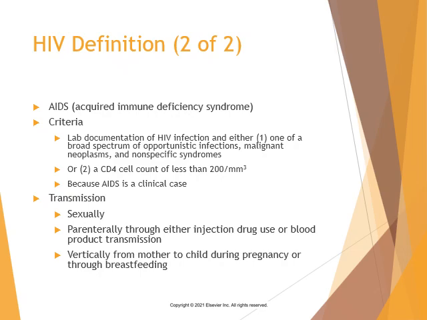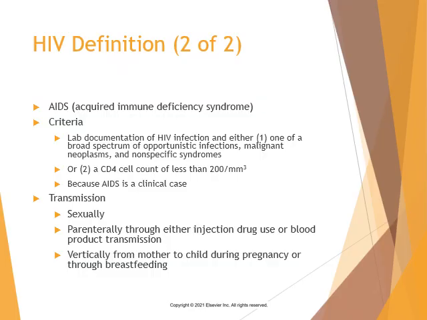AIDS is acquired immune deficiency syndrome. Criteria for diagnosis of AIDS would be laboratory documentation of the existence of an HIV infection and one of the broad spectrum of opportunistic infections, the malignant neoplasms or nonspecific syndromes, or lab documentation of the infection and a CD4 cell count of less than 200 per cubic millimeter. AIDS is actually a clinical case.